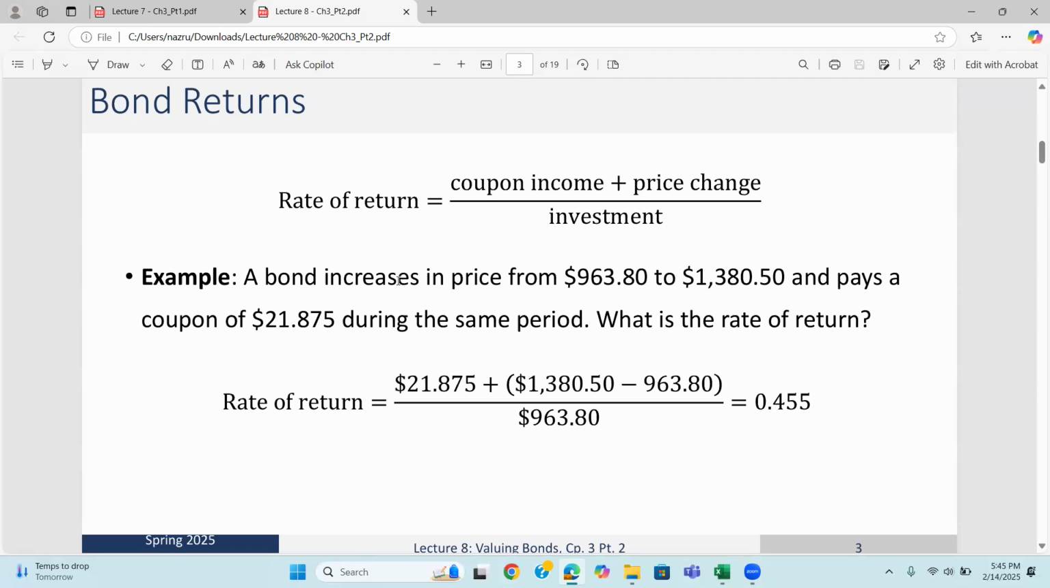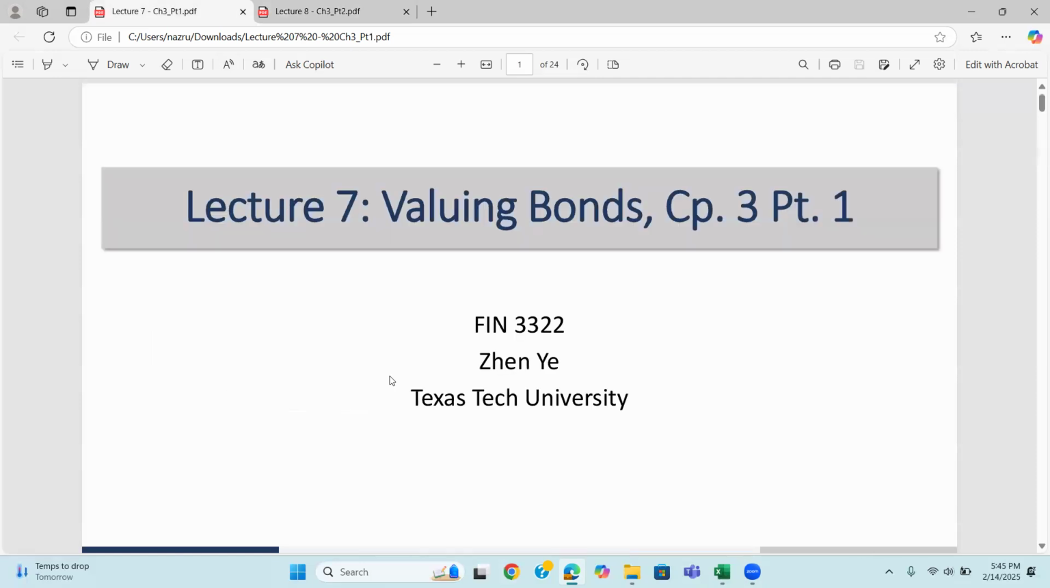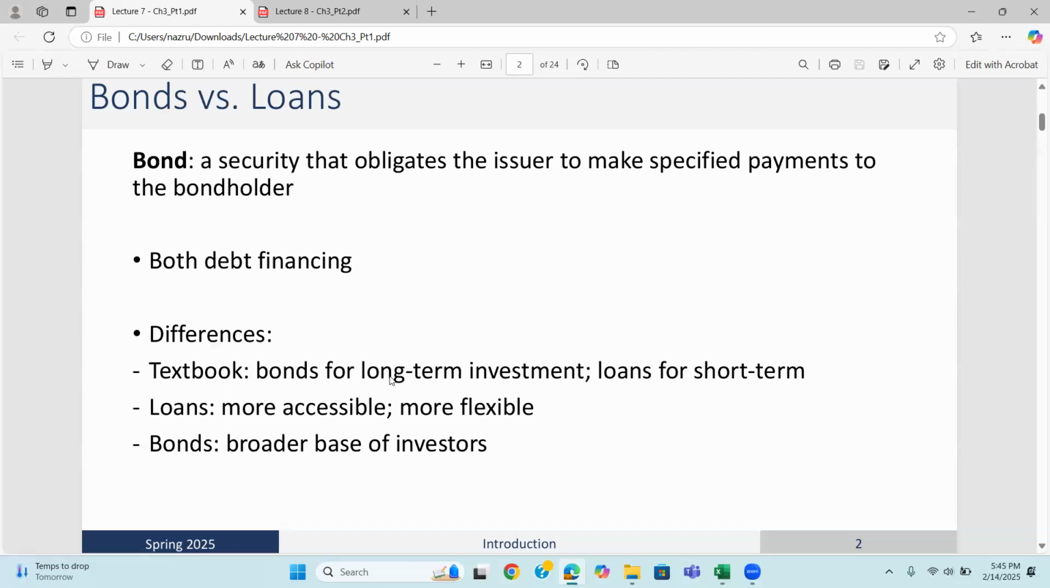All right. So if we want to calculate the rate of return for one period, you have this formula, right? You have coupon income. You know the basics of bonds, right? A bond is an obligation to make specified payments to the bondholder. So it's kind of a debt, kind of a loan, but for the long term, and this is some kind of difference between loans and bonds, right?